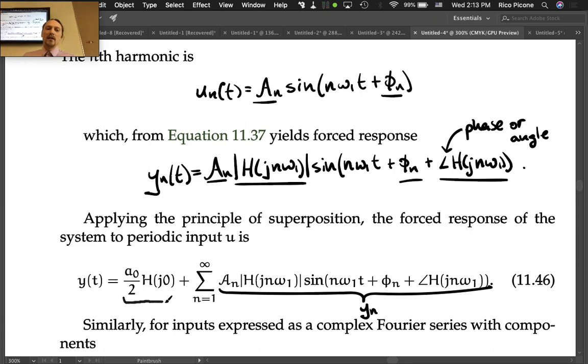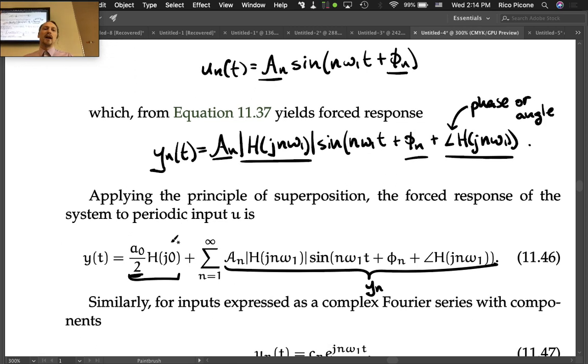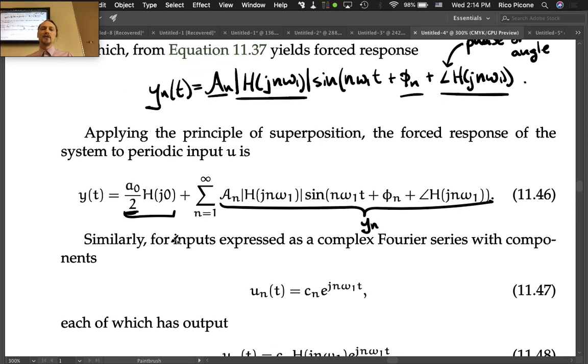The DC term here, this was the input, this part, gets scaled by the zero frequency frequency response function evaluation. So that's the output. So that's our solution for a periodic input, the forced response of a periodic input, expressed in terms of a Fourier series, which is a pretty good way to go about doing it. So pretty nice solution for us.